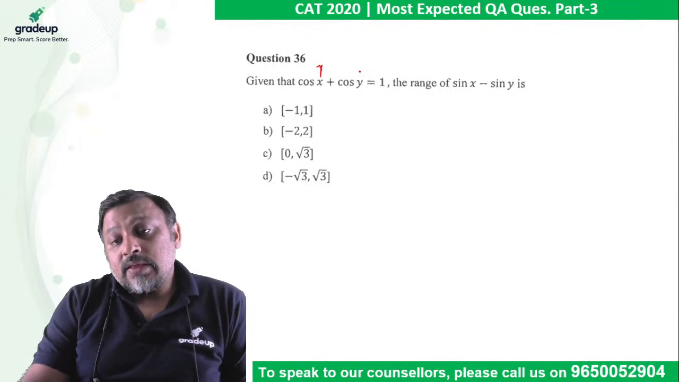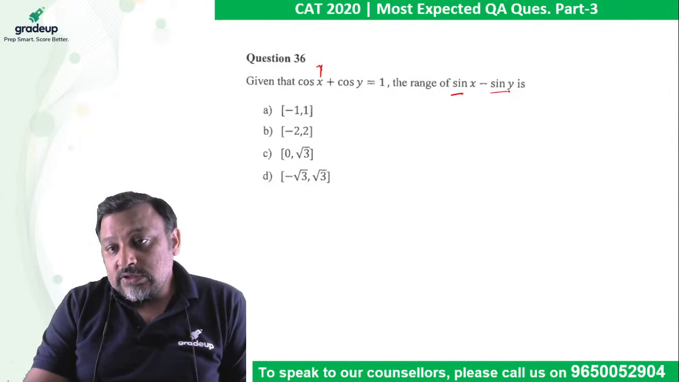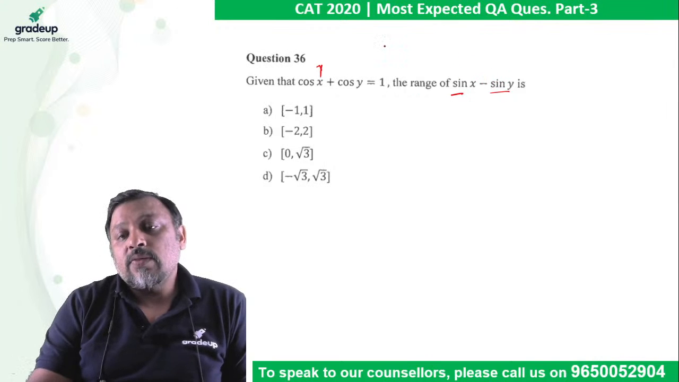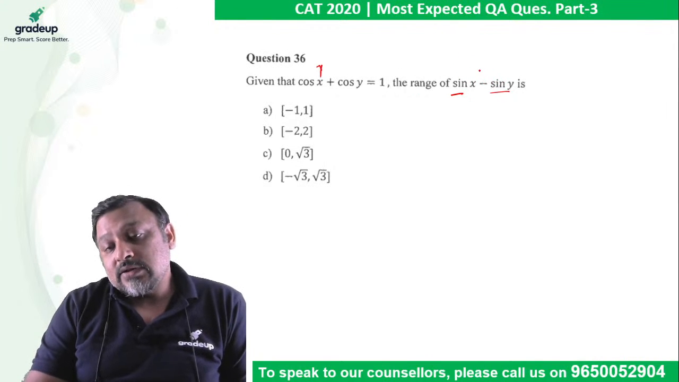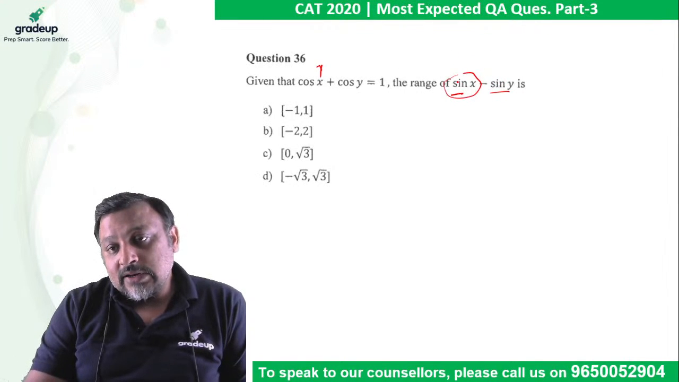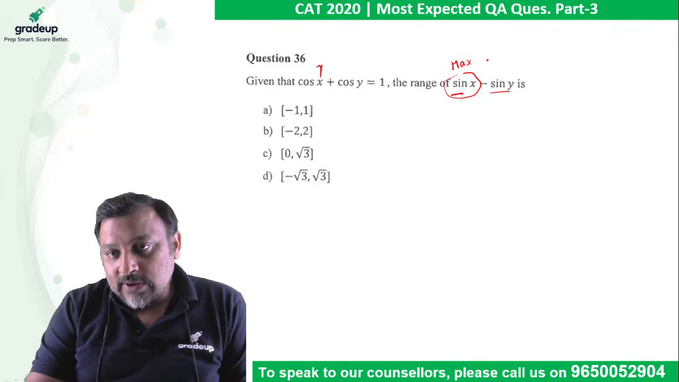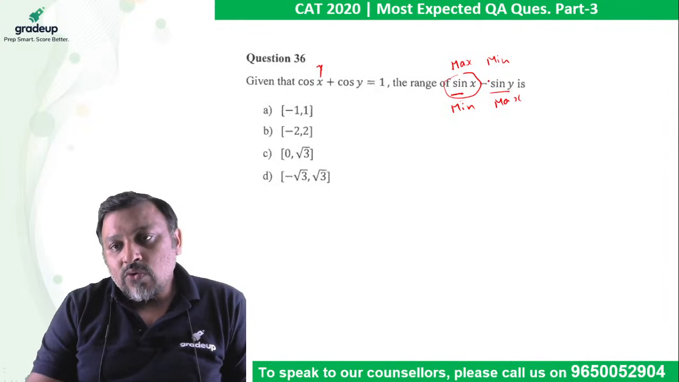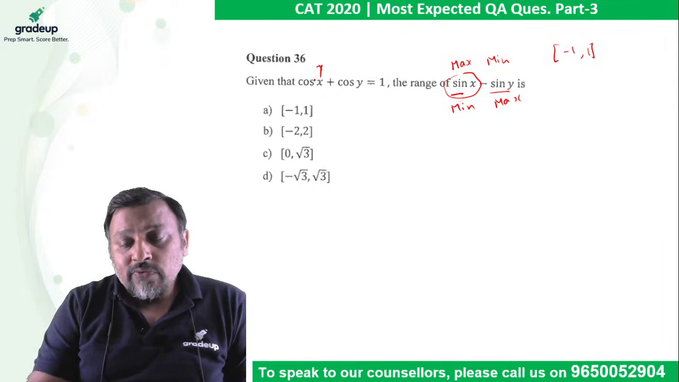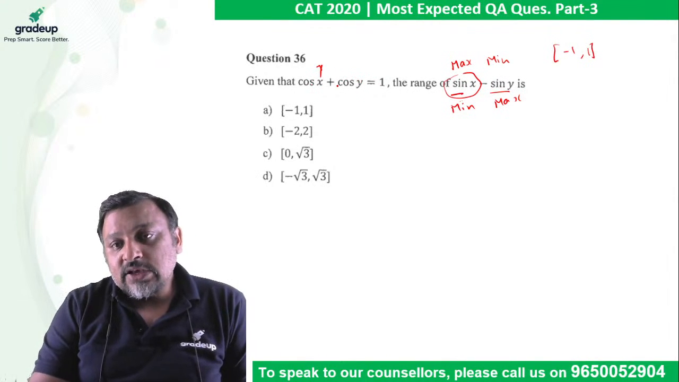See, here we need to find the difference of these two and the range for this. So once I'll take the maximum value of this, and in the other case I'll take the minimum value of this. So in order to find the range, what we'll do is we'll maximize this and minimize this. Then we will minimize this and maximize this. And we know that the value of sine lies between -1 and 1. So we just need to check whether this equation holds true.